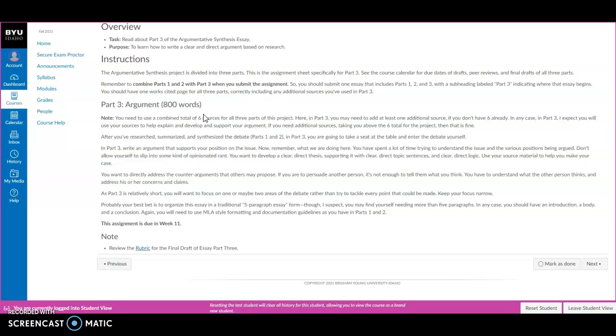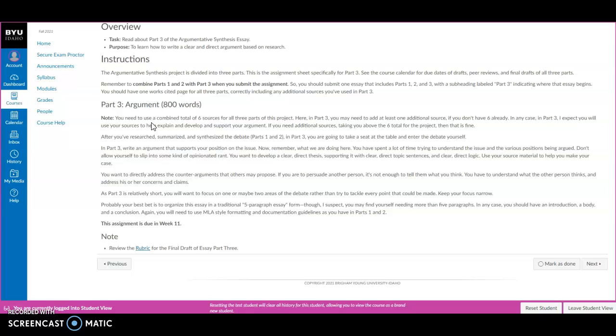So it'll be roughly 3 to 4 pages in length for this particular portion. So your total paper is going to be anywhere from 9 to about 11 pages, maybe 12 pages, and that does include the works cited page with that.